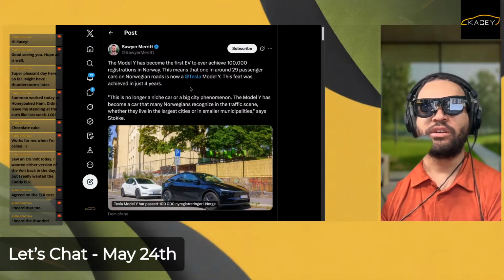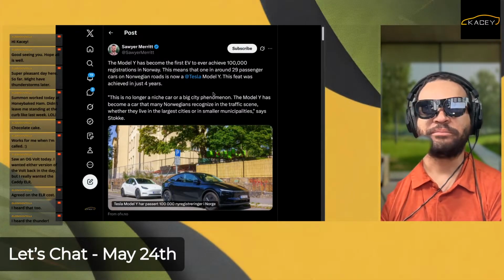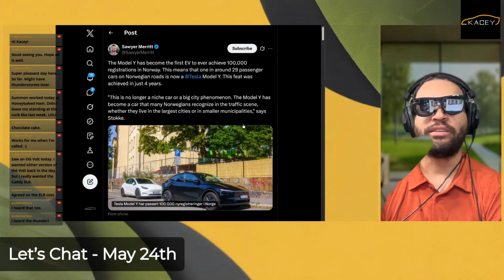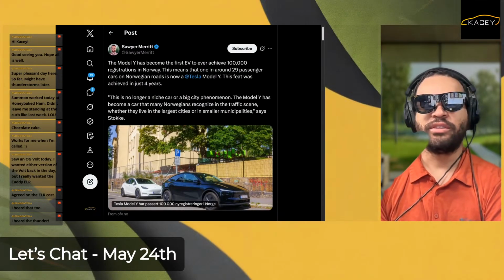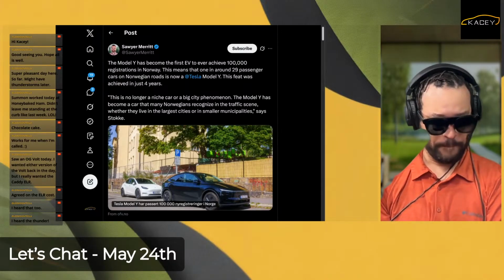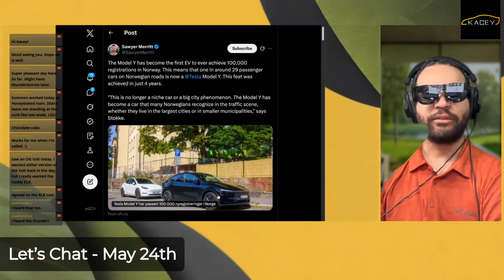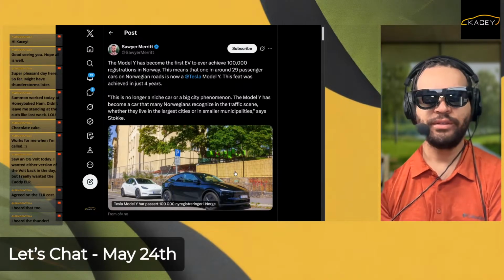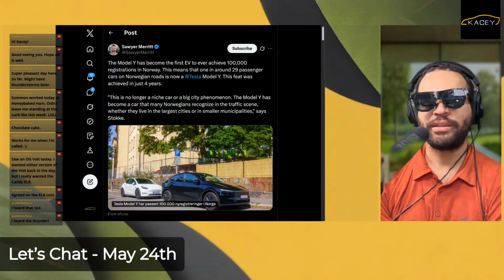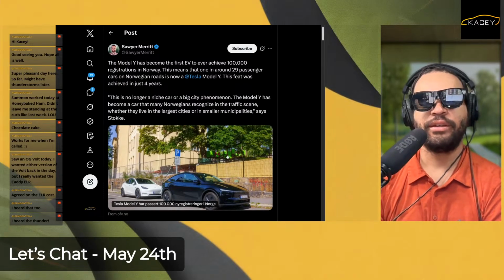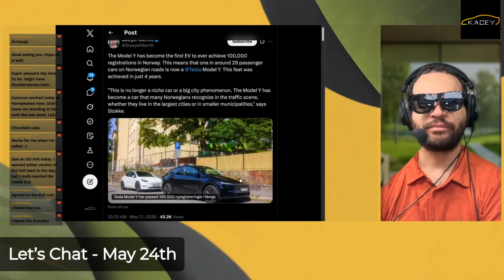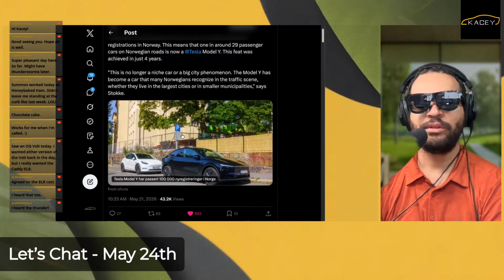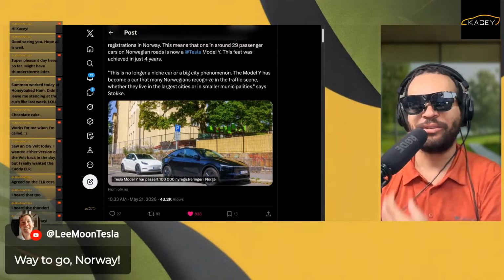This car is no longer a niche car or a big city phenomenon. The Model Y has become a car that many Norwegians recognize in the traffic scene, whether they live in the largest cities or the smallest municipalities. Excuse me, it says stuck. So they already surpassed the VW Bug in Norway a couple months back, and this just continues. I'll open this in a new window, and then we'll look at it. Lee says, way to go, Norway.